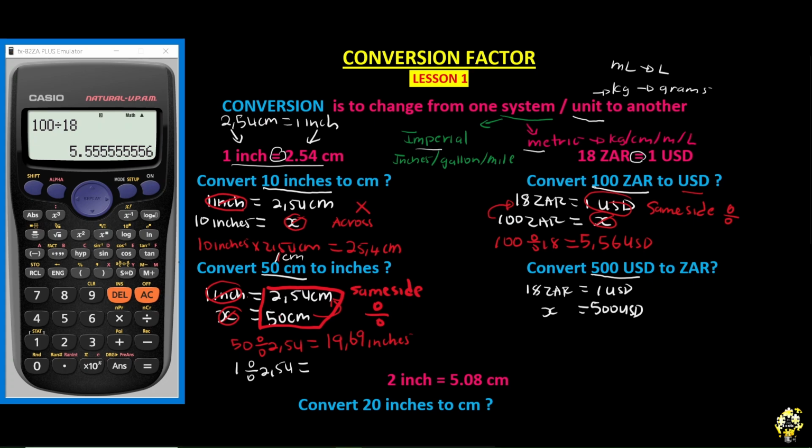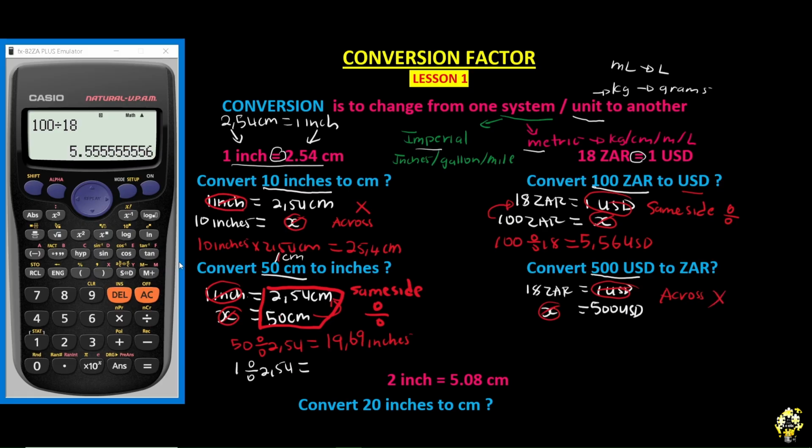And then there comes the cancellation. What am I supposed to cancel? Well, you're supposed to cancel your X because you won't be needing that, and you're also supposed to cancel your 1 because you also won't be needing that. Now you ask yourself the next question. Are they across or are they on the same side? Well, they look to be across. What do we do when they are across?